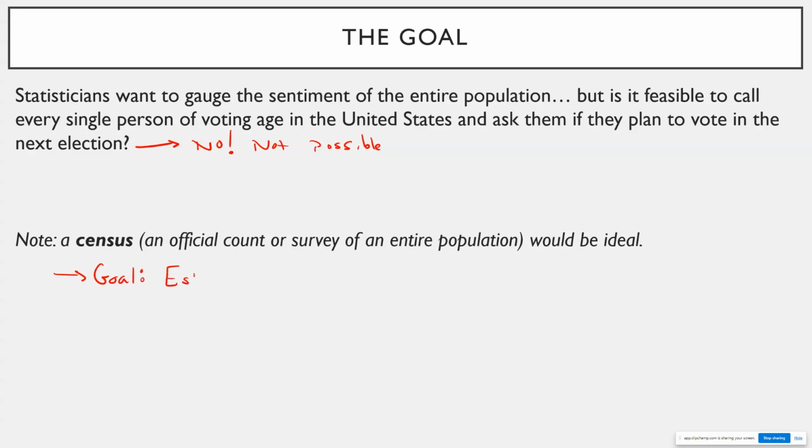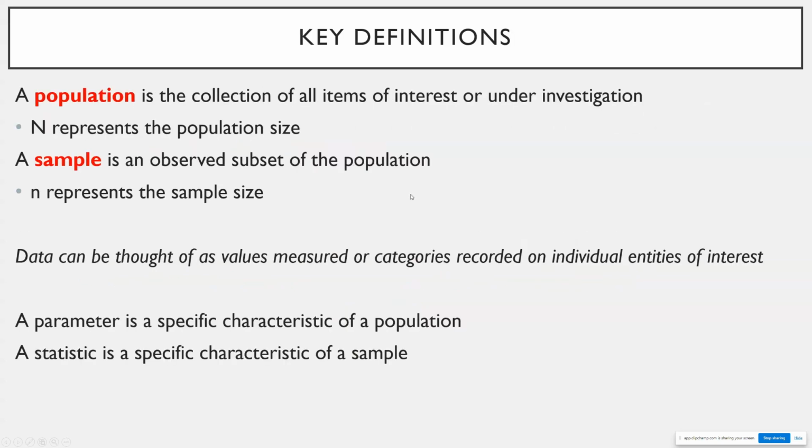is to estimate this percentage using a sample and calculating a statistic. That's our goal. It's not possible to call everybody, so let's take a sample and use that sample of those individuals to calculate what's called a statistic. Let's continue by putting some formal definitions to this.